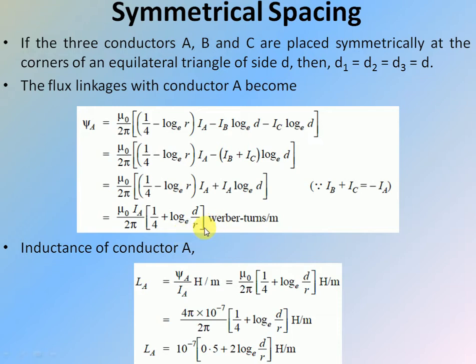This relation is the same as that of the total flux linkage of a conductor in a single phase two-wire system. Once we know the value of total flux linkage, we can easily find the value of inductance by dividing it by the current flowing through that conductor. So you will get the value of inductance as mu 0 by 2 pi into 1 by 4 plus natural log of d by r. So this is the relation for inductance of conductor A under symmetrical spacing condition.